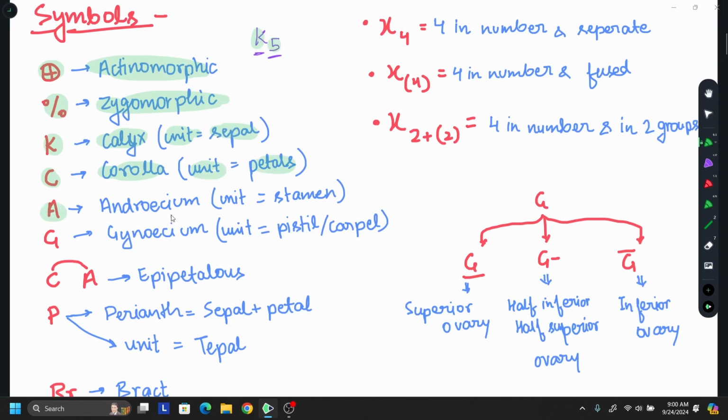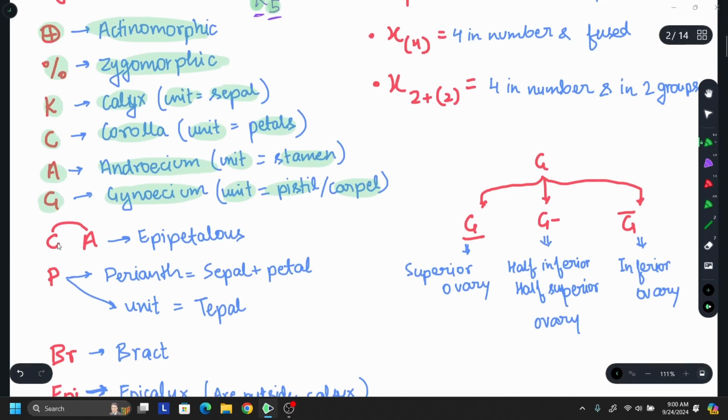A represents androecium, and the unit of androecium is stamen. So if you write A5, that means there are 5 stamens. G represents gynoecium, and the unit of gynoecium is obviously pistil or carpel. So if you write G5, that means there are 5 pistils or 5 carpels in the flower. So these are the basic terms.